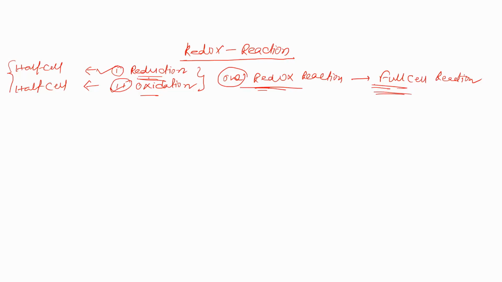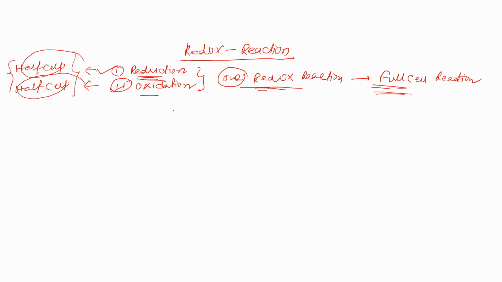Similarly, a reduction reaction means it is one half cell reaction, and an oxidation reaction means it is another half cell reaction. So along with these two half cell reactions, we will get a full cell reaction. This is called a redox reaction.